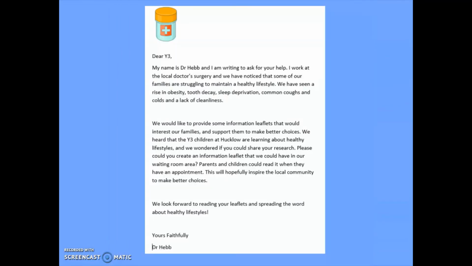As I briefly mentioned at the start of the lesson, this week we're starting a new outcome. Last week, Miss Callahan and Miss Dyson received a letter at school. This letter was from a doctor asking for our help. Here is the letter that we received. I've put a copy in your packs so you can read it too. Let's read it together.